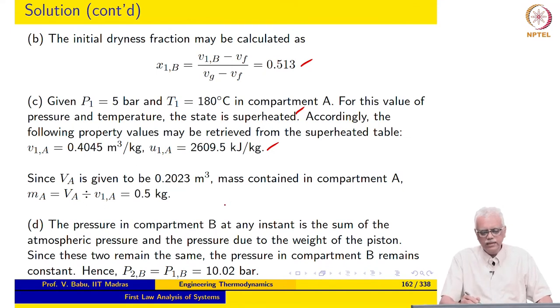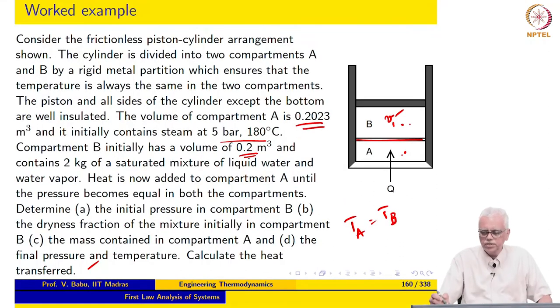Now, the mass contained in compartment A may be evaluated from the specific volume and the volume of the compartment itself using this relationship. It comes out to be 0.5 kg. Now, the pressure in compartment B is due to atmospheric pressure plus the pressure due to the weight of the piston, both of which remain constant during the process, which means that the working substance in B undergoes a constant pressure process. The working substance in compartment A undergoes a constant volume process, and the working substance in compartment B undergoes a constant pressure process.